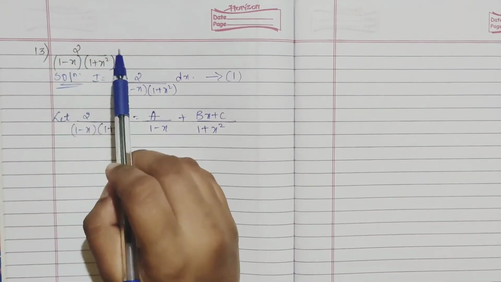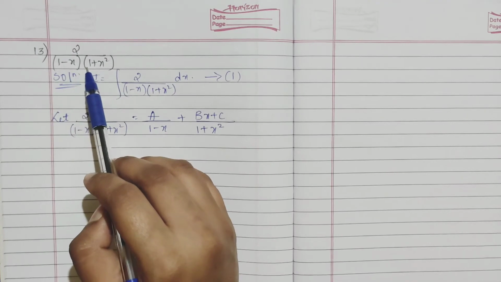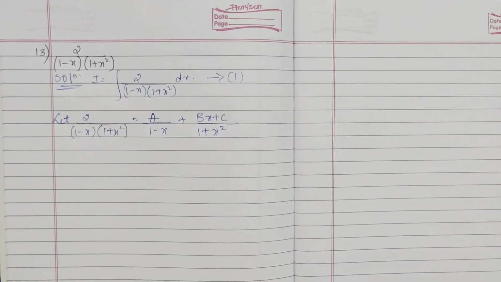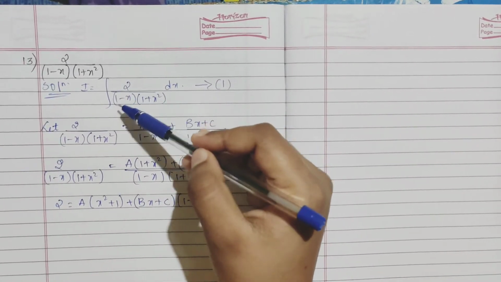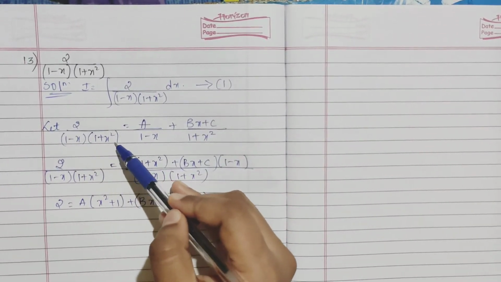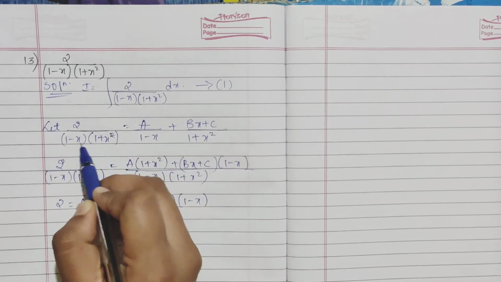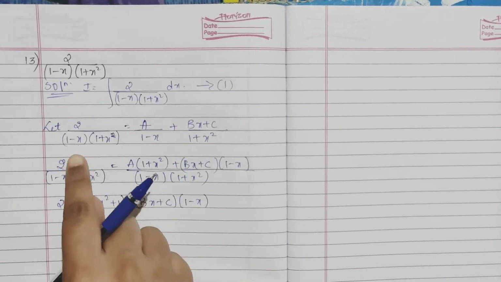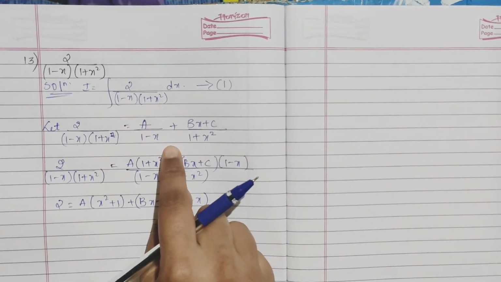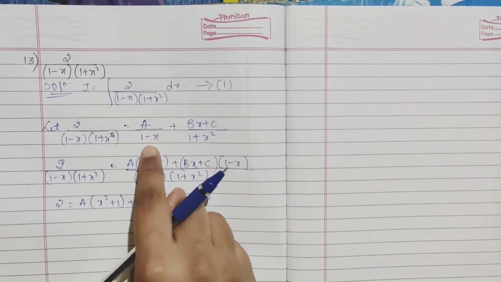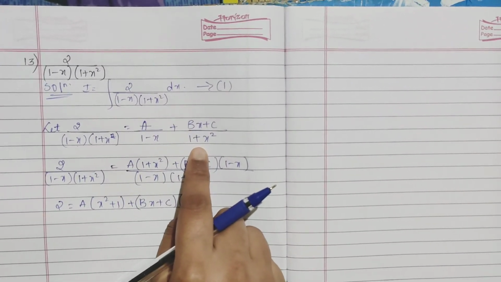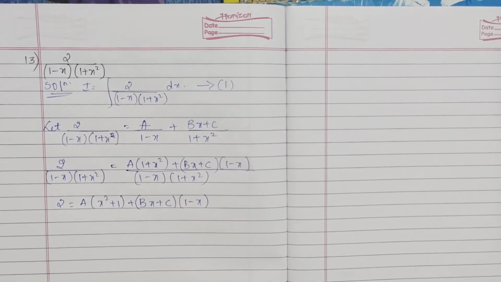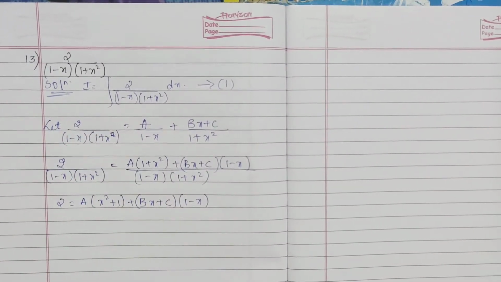Next, 13th one: 2 by (1 minus x)(1 plus x square). Let this be I. Here you see 2 by 1 minus x into 1 plus x square, so you have a linear and a quadratic factor. When you have linear and quadratic, which form do you use in partial fractions? A by the linear factor, and here come two terms, bx plus c, by your quadratic. Please be sure about this part.